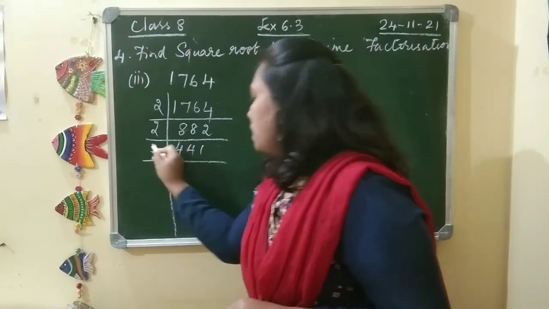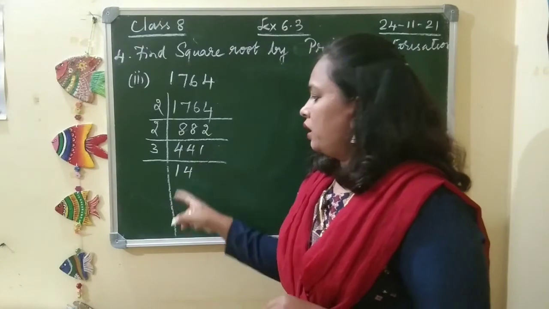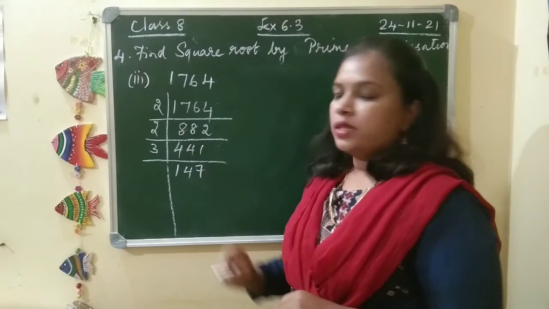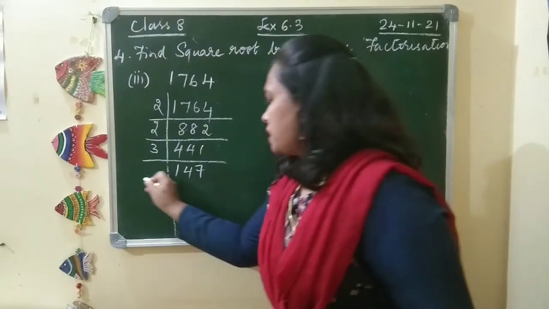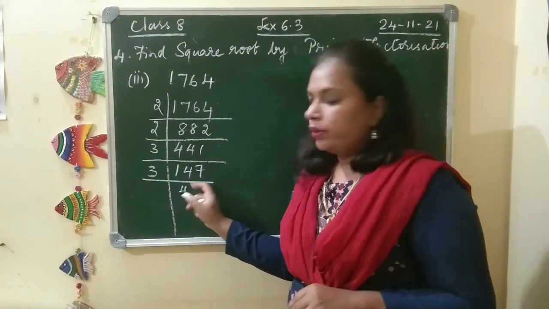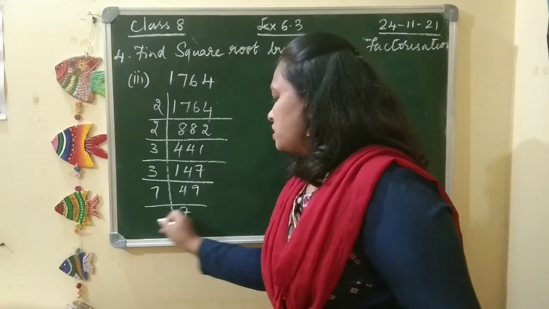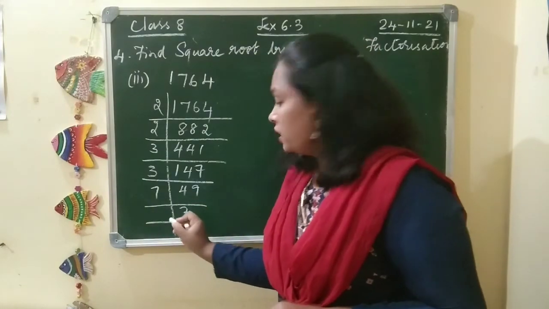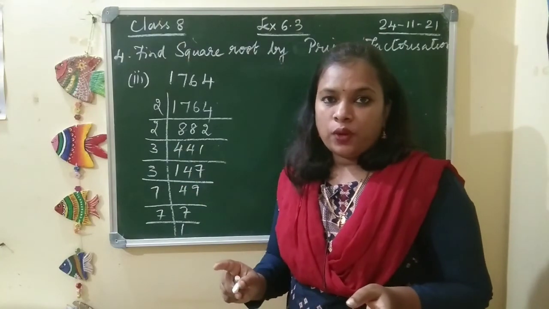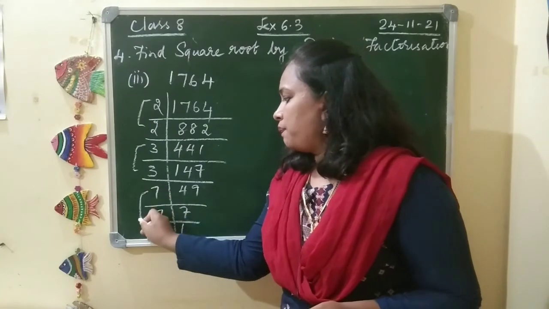Next, 3 1s are 3, 3 4s are 12, so 2 will be remaining, so 21, so 3 7s are 21. Next, 3 4s are 12, so 2 will be remaining, 9 here. So 7 into 7, 7 7s are 49 and 7 1s are 7. Now what is the next step you have to do? You have to pair them. So we will start pairing.